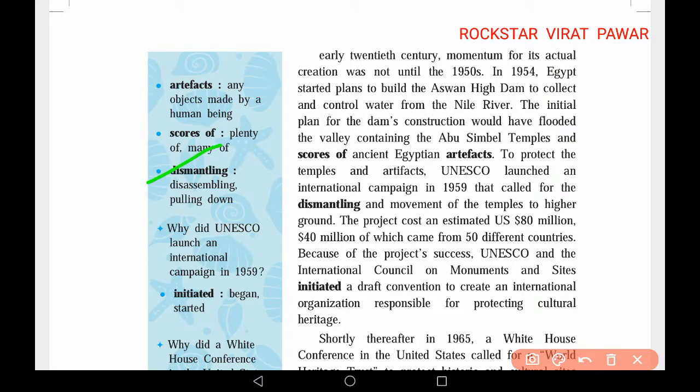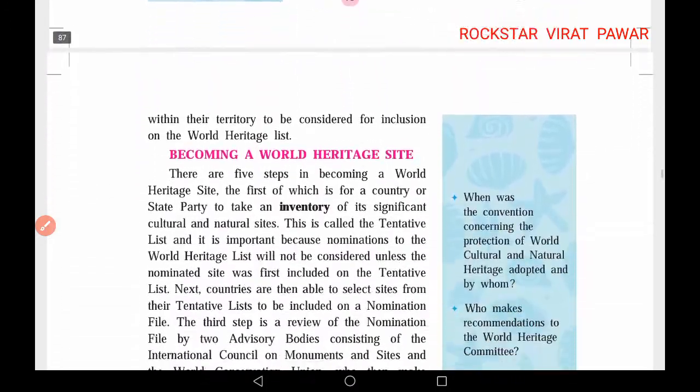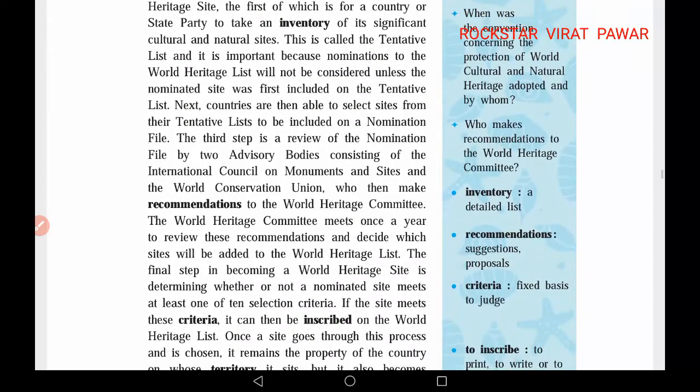The next one is dismantling. Dismantling means disassembling, pulling down. Then another is initiated. Initiated means began or started. The next word we will see is inventory. Inventory means a detailed list.